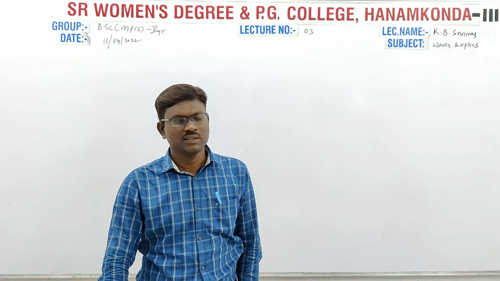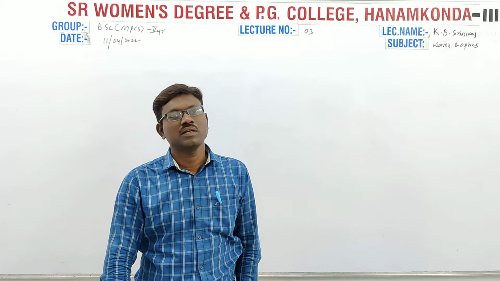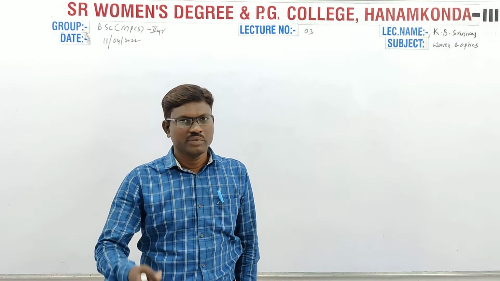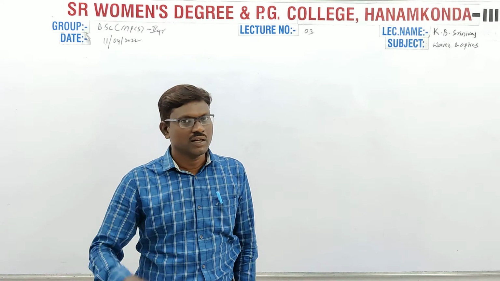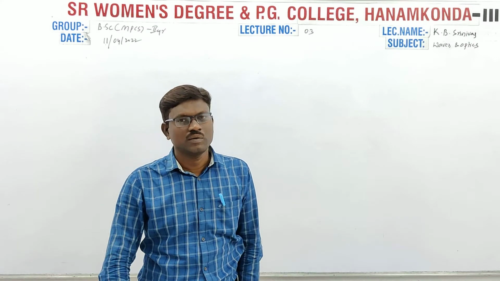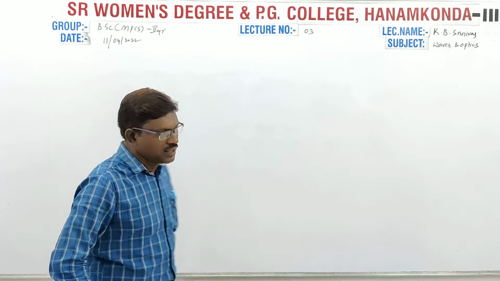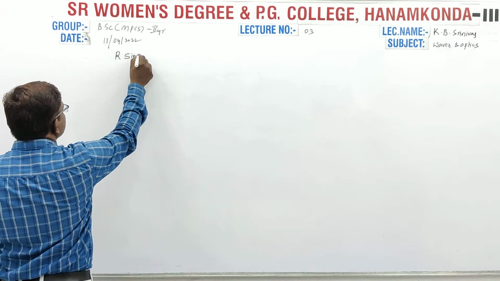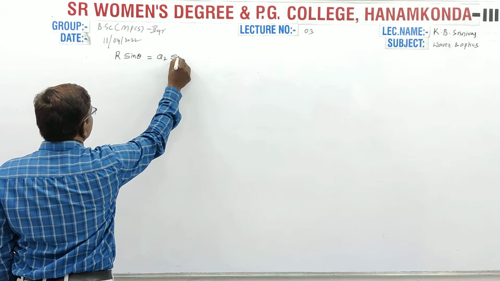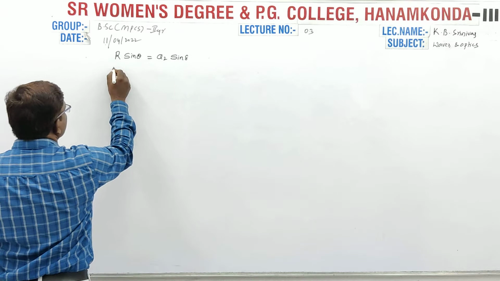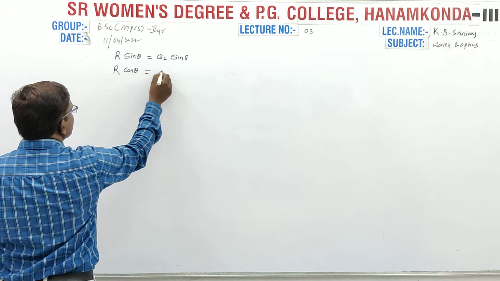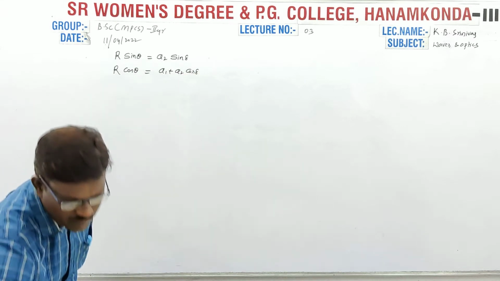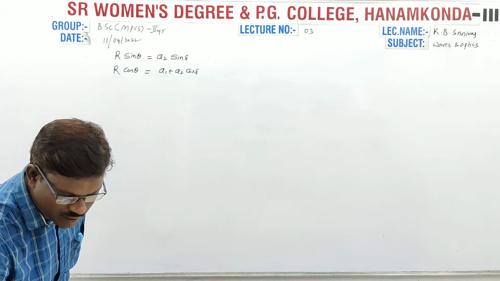The summary of last lecture: we have discussed Young's double slit experiment. During the last class, I derived the condition for bright fringes and the condition for dark fringes. This is a continuation of our previous class. In the previous class, we derived two equations: R sin theta is equal to A2 sin delta, and R cos theta is equal to A1 plus A2 cos delta.